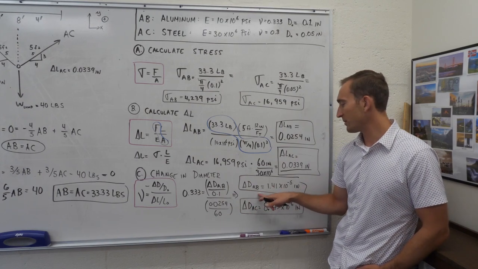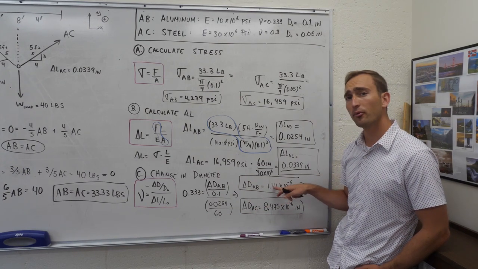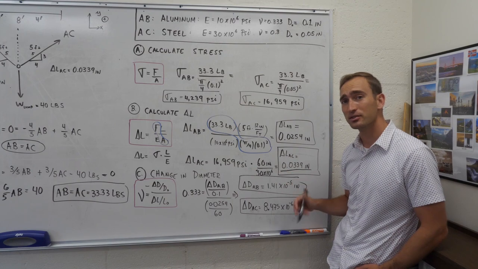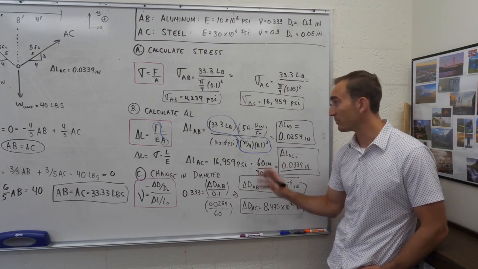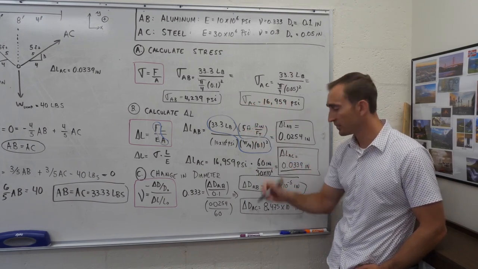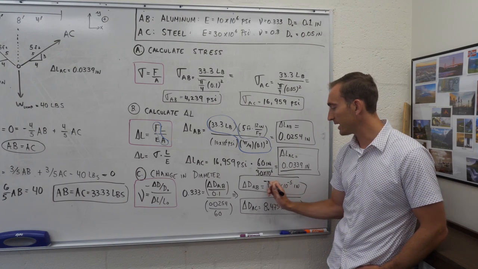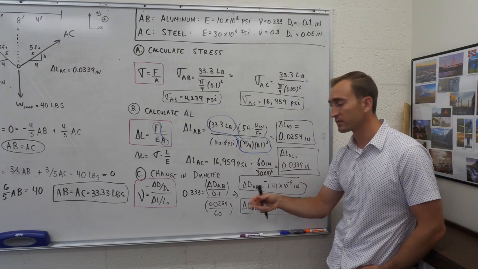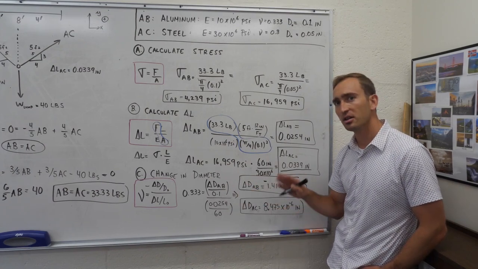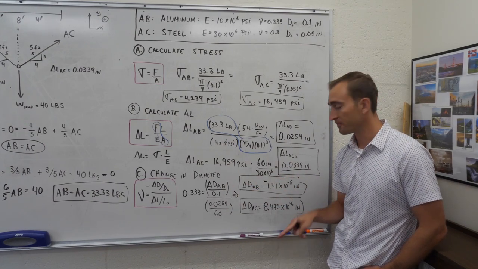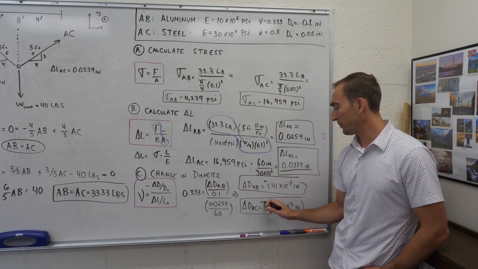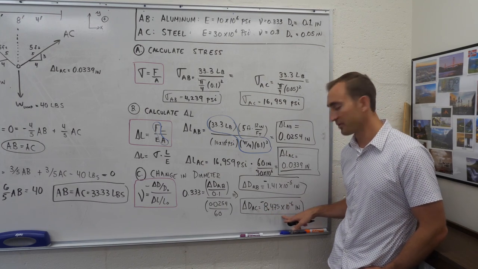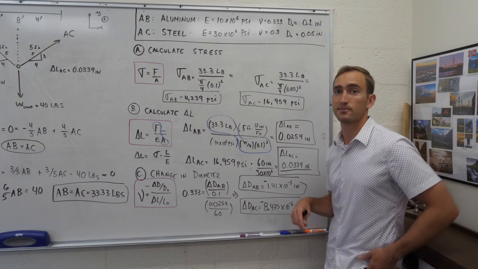We'll get that the change in diameter of AB is going to be 1.41 times 10 to the negative 5 inches. And it's important to realize that because both of our cables are in tension, this value here will be negative. Plugging in pretty much the similar numbers for cable AC into this exact same equation, you'll see that on the solutions that I post, you'll get that the change in diameter of AC is negative 8.475 times 10 to the negative 6 inches.